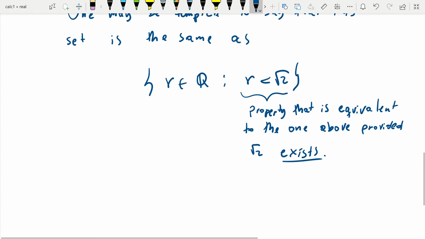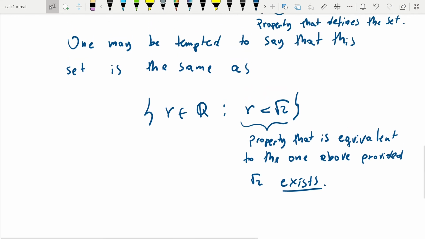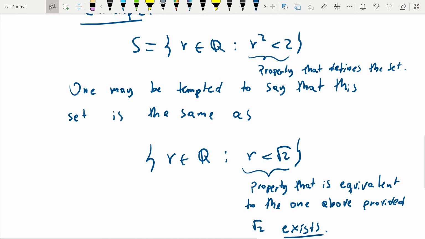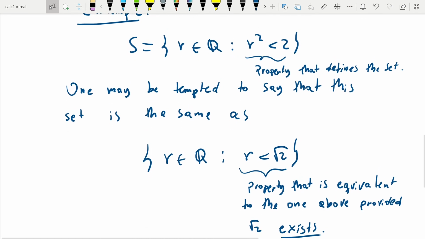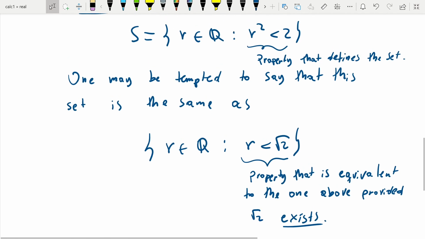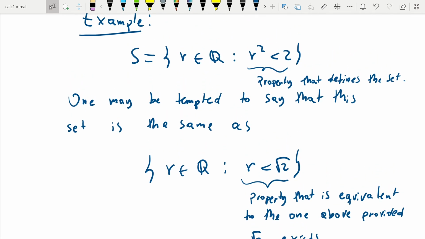Since we only have the rational numbers and the square root of 2 is not a rational number, we don't know the existence of such a number. So this property here cannot even be tested. So these sets, even though they might look like they are the same, will be the same once we construct the real numbers. But that's why we write this set in this way instead.